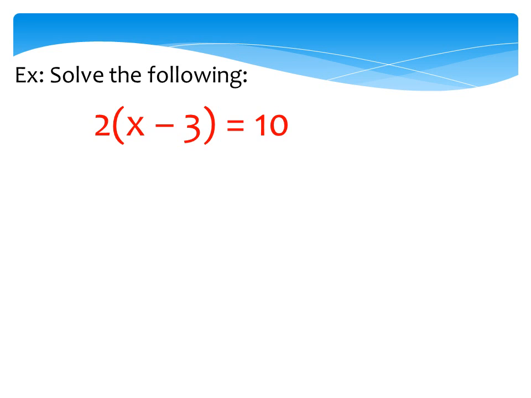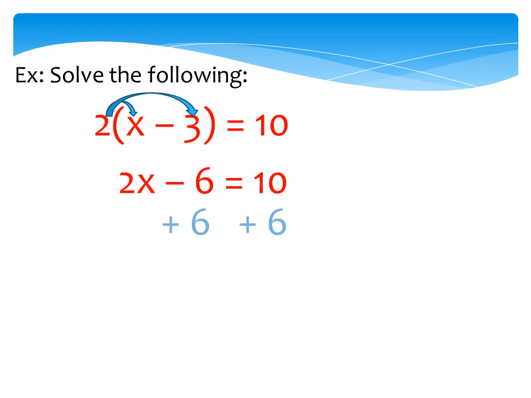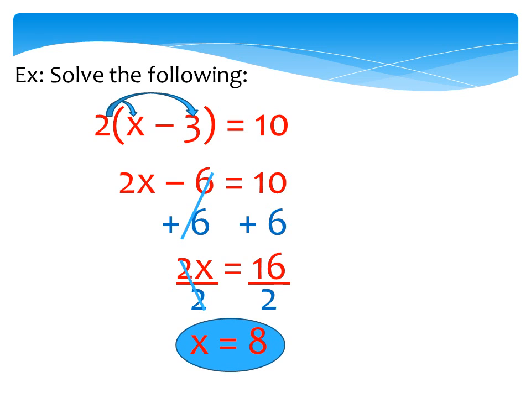Here we get rid of the set of parentheses as our first step by distributing the 2 through. So we get an equation of 2x minus 6 equals 10. When we're solving an equation, we're balancing both sides. So we're getting the variable on one side and the numbers on the other. Here we'd add 6 to both sides, giving us 2x equals 16. And then dividing by 2, since we have a coefficient of 2 in front of x, we get our answer of x equals 8.